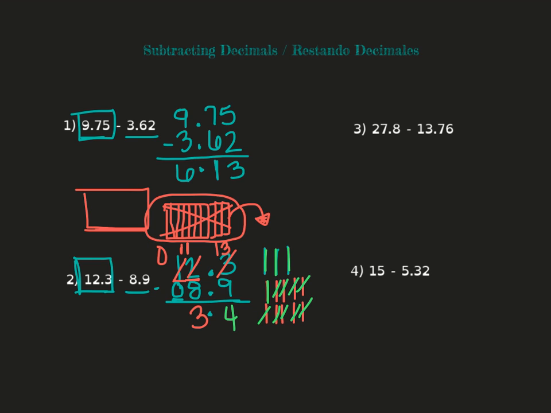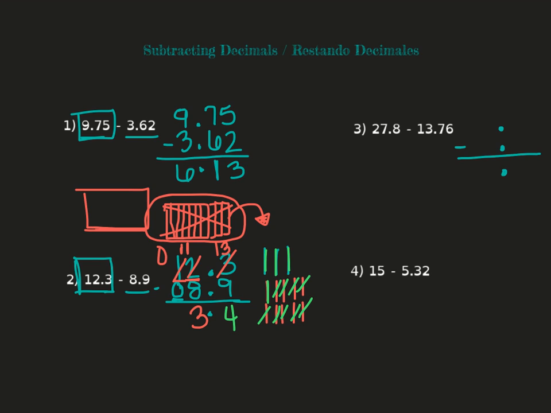Let's go ahead and work on number 3 now. So for number 3, I have 27 and 8/10 minus 13 and 76/100, right? And so I can already tell, right, that I'm going to have to use placeholder zeros just like I did in number 2. So I'm going to go ahead and set up my problem first. So I have my top number with a decimal, bottom number with a decimal. I'm going to have to subtract. And then I have my answer, in this case, the difference with a decimal.